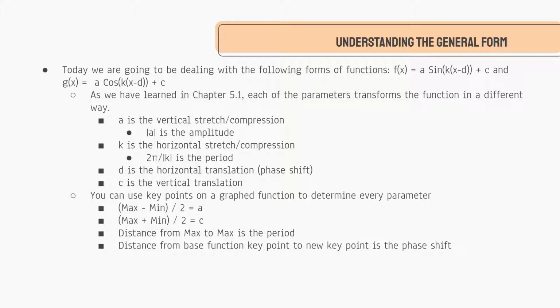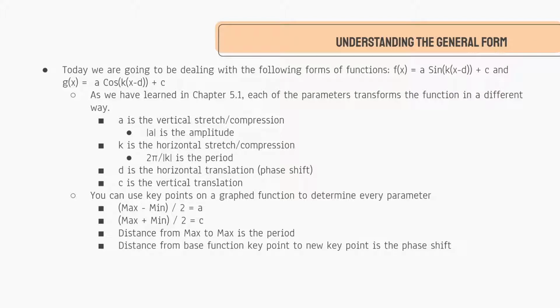Okay, so let's first of all talk about the different parameters that we're given. As we know from previous chapters, A is our vertical stretch or compression. When A is greater than 1, it is a stretch. When A is between 0 and 1, it is a compression. And if A has a negative symbol before it, that means we had a reflection on the x-axis. What is really important to know for this chapter is that the absolute value of A will be the amplitude.